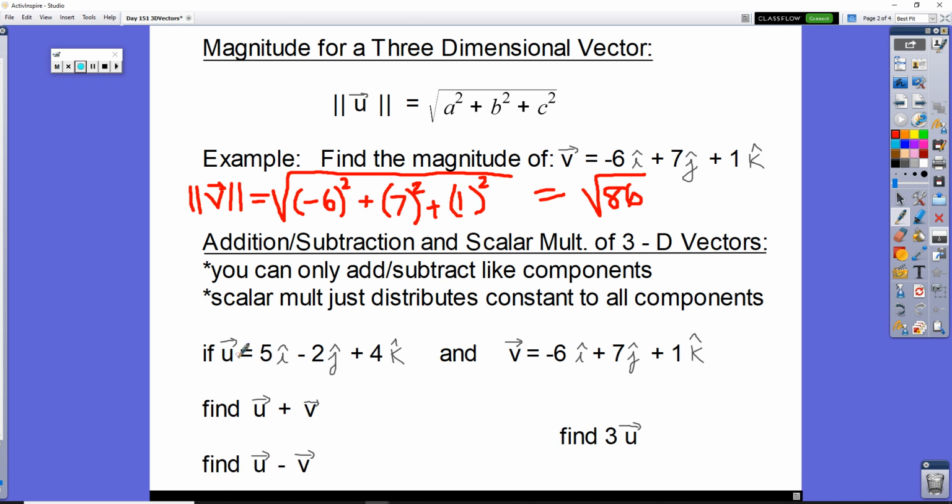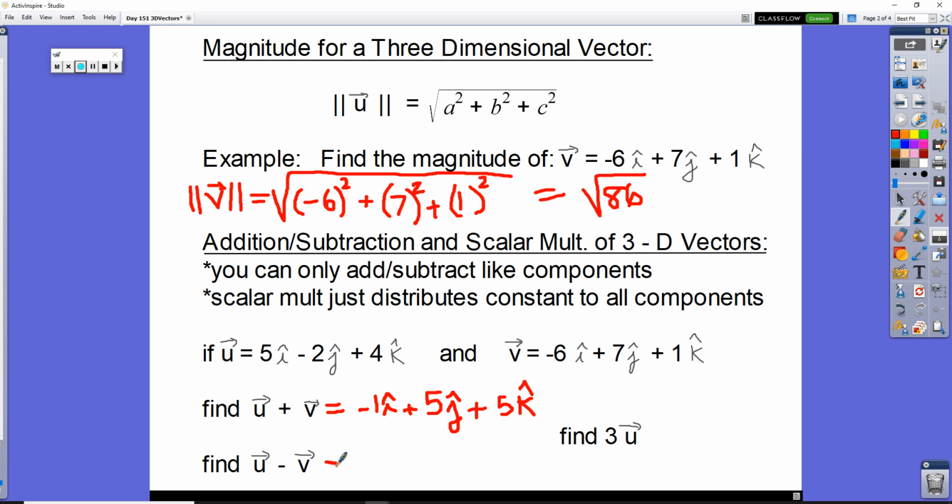Here I have two three-dimensional vectors. U is going to be 5i minus 2j plus 4k, and vector v is going to be negative 6i plus 7j plus 1k. And the first thing I'm going to do here is try to add them together. So remember, i's go with i's, and when I add up the i's between these two vectors, we're going to have negative 1i. And then I'm going to add up the j's. So negative 2 plus 7 makes a total of 5j's. And this is what we had done in the past with two-dimensional vectors, but now here comes the third part. We also have to add the k's. K's go with k's, so a total of 5k's. And that's the sum of these two vectors.